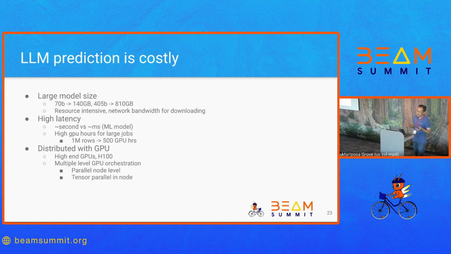Also, those large models usually need to be hosted on a high-end GPU with a lot of memory, like A100 or H100. So some 70B models need 2 or 4 H100s, and for the 405B model, even using FP8, you need about 8 GPUs to host it. So the latency is much higher compared to traditional machine learning models. For traditional machine learning models, latency is usually in milliseconds, less than 10 milliseconds. But for large language models, it's typically in seconds.